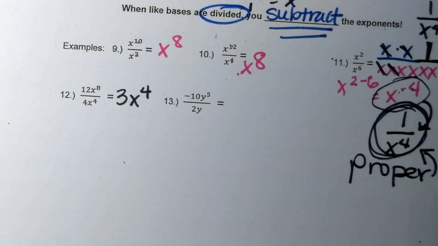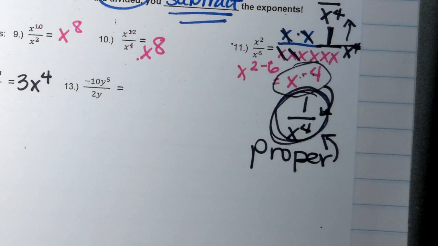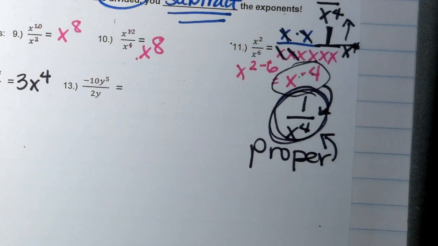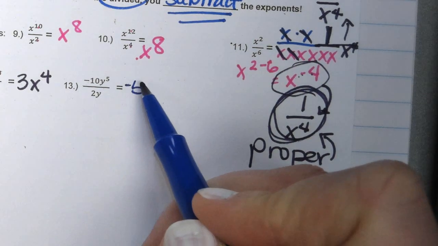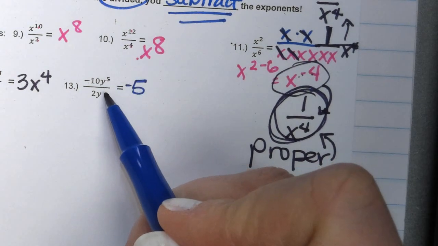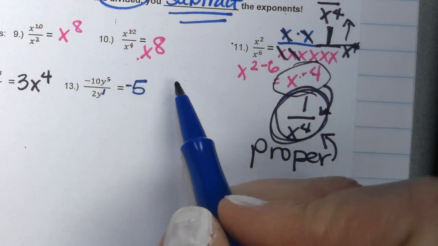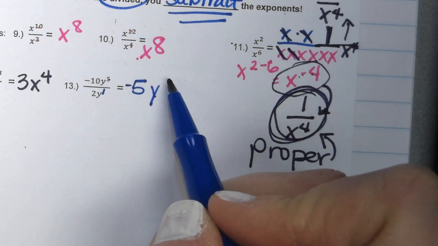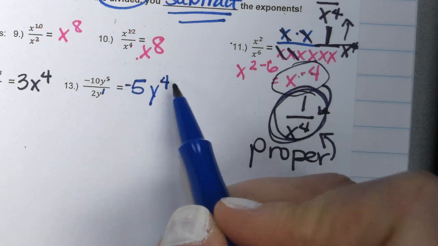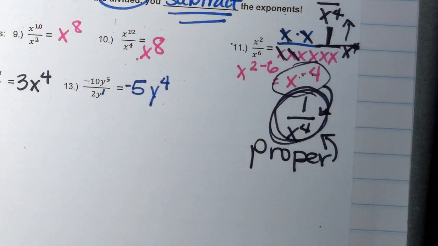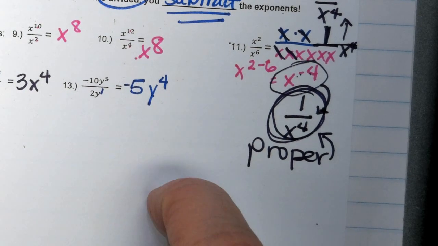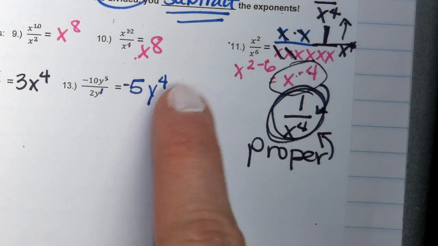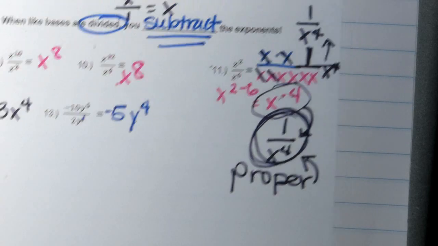Okay. And then the last one, you can have a negative number, a coefficient in the front. That's fine. Negative 10 divided by 2 is negative 5. y to the 5th divided by y to the 1st. Subtract those exponents. 5 minus 1 is 4. That'll be your answer. Negative 5y to the 4th. The only time you need to move it down to the bottom of a fraction and make it 1 over is if you have a negative exponent. We had a positive exponent there.